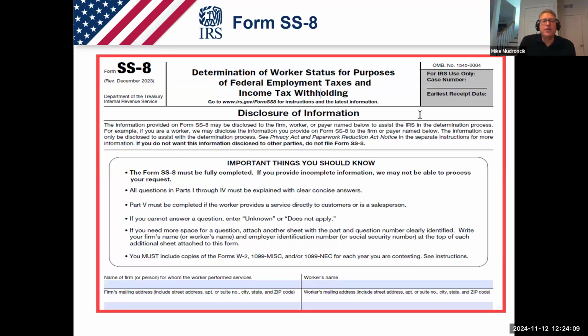This is to give you a visual. This is the Form SS-8. There are instructions for every form that the IRS publishes, so you can complete the form based upon the instructions, send it to the IRS, and the IRS can help you make the determination.